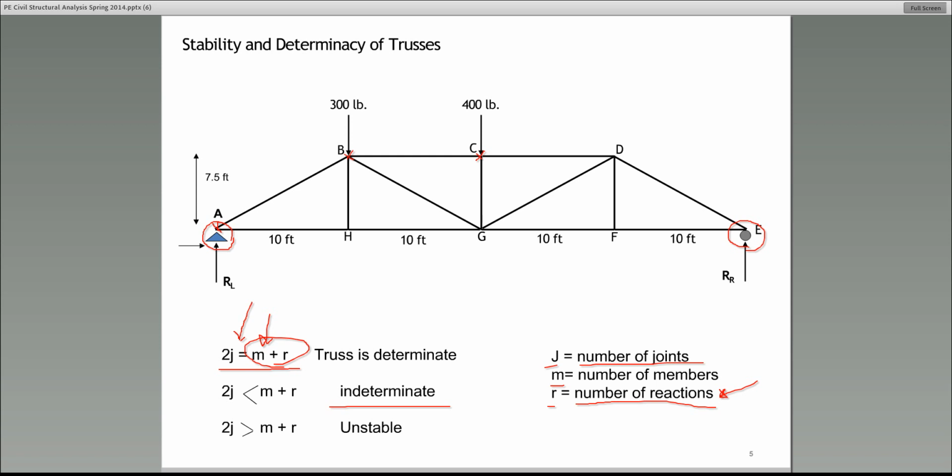All right. Now let me ask you. We have a lot more to do, but I want to ask you a question. Can you tell me, please, what is the significance of this equation? Why are we checking 2j against m plus r? Tell me what 2 times j represents. Who can tell me? This is critical thinking.